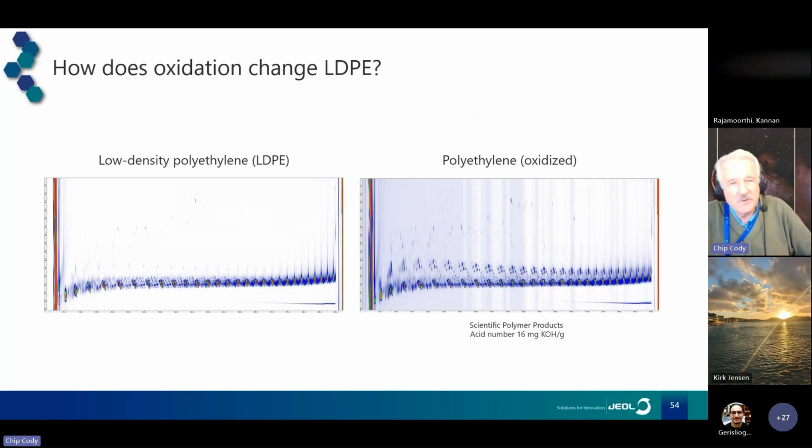So what happens if we looked at oxidized low-density polyethylene? We see a much more complex GCGC chromatogram. This is a standard we bought with the Polymer Standards kit. So this has got an acid number of 16 milligrams of KOH per gram. But look at all the extra peaks that pop up between here and here. Some of these are common. Again, the aromatics are still present, but there are a lot more oxidized peaks here.